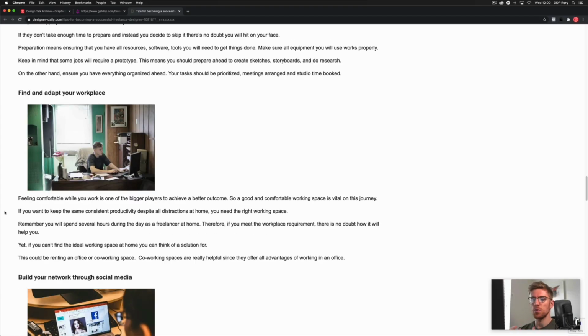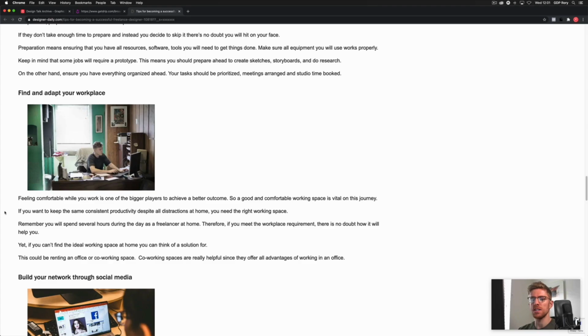Now the next tip we're looking at is to find and adapt your workplace. This is an especially important thing, especially for those working at home, which I imagine a lot of you are doing at the moment, and it's very important to find a space that you enjoy working in. The beauty of working from home is that you can really make this your own. You can style the office in your own way and set it up in a way that you feel comfortable. Again, this can really help with productivity and just your satisfaction in your job.